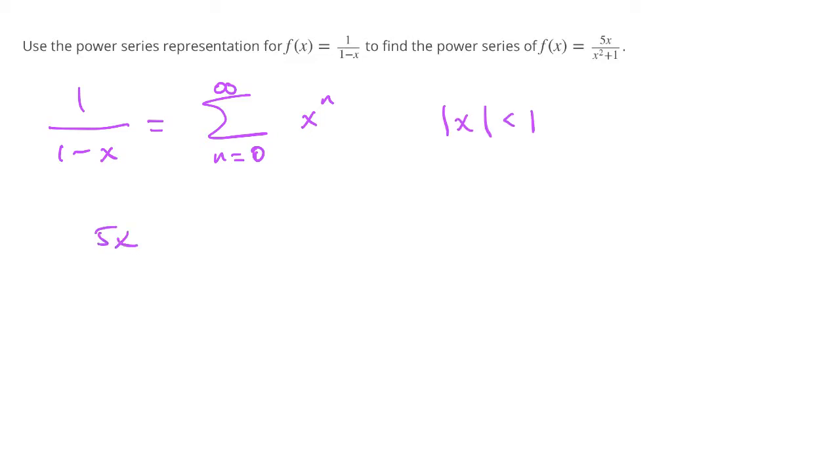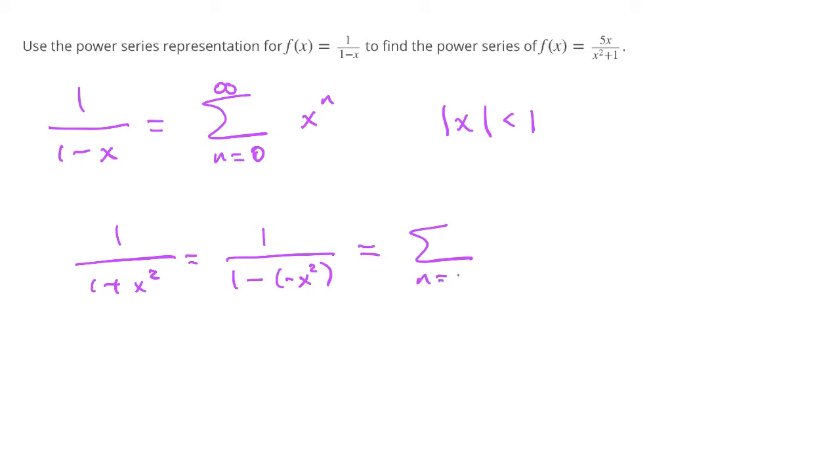Well, for 5x over 1 plus x squared, let's just start with 1 over 1 plus x squared. I can really write that as 1 minus a negative x squared. And so I look at this as the composition where I'm taking a negative x squared and putting it into x. I can do that substitution, and what I end up with is the sum from 0 up to infinity of minus x squared raised to the n power.